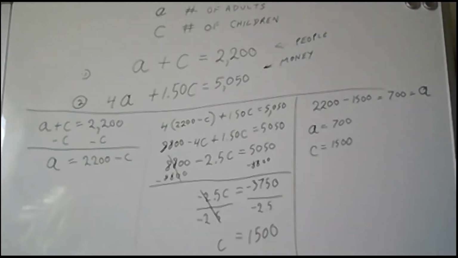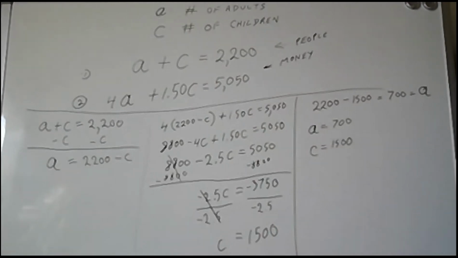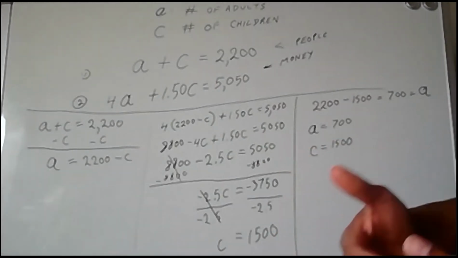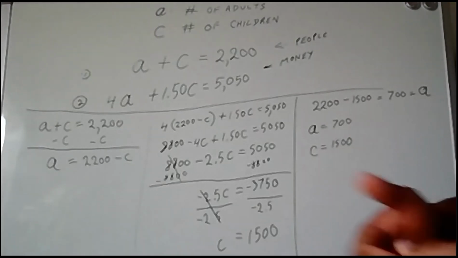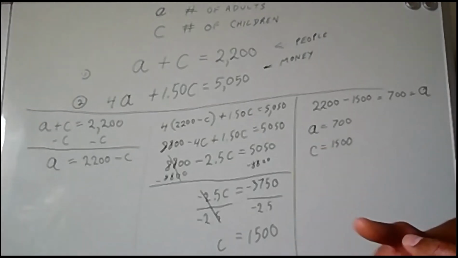So to quickly recap, what did we do? Well, first we read the directions, read the question, then we named our variables or described our variables. Because the problem is talking about adults and children and how much money it costs them to get into this place, admission means the price to get in. So we said A is for adults and C is for children. More specifically, A is the number of adults and C is the number of children.